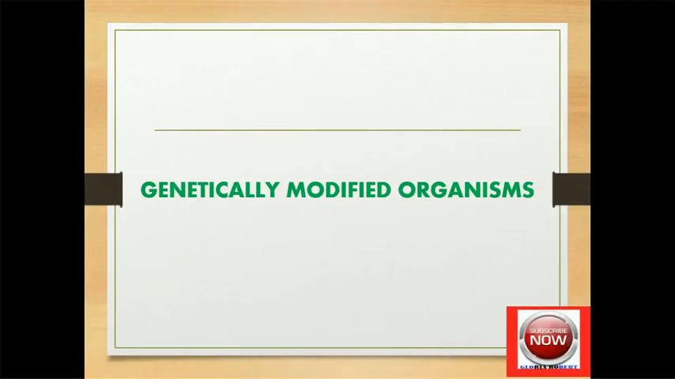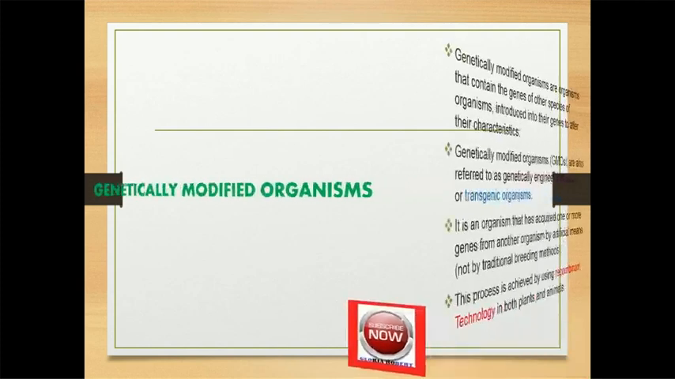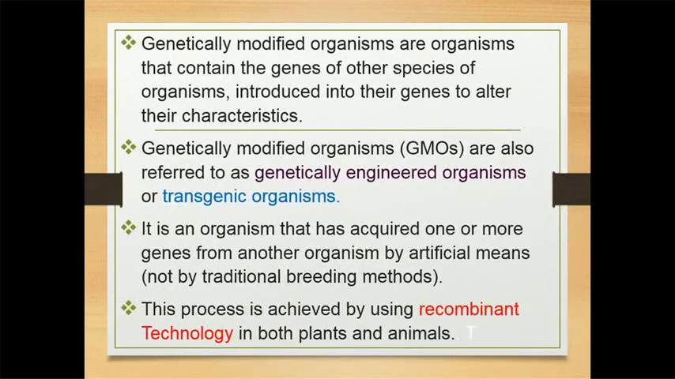Genetically modified organisms are organisms that contain the genes of other species introduced into their genes to alter their characteristics. Genetically modified organisms are also referred to as genetically engineered organisms, or you can call them transgenic organisms. It is an organism that has acquired one or more genes from another organism by artificial means.